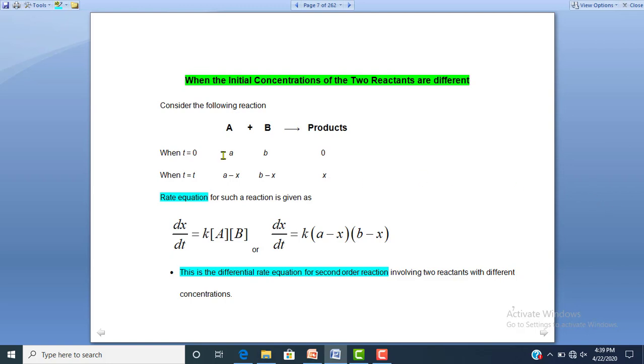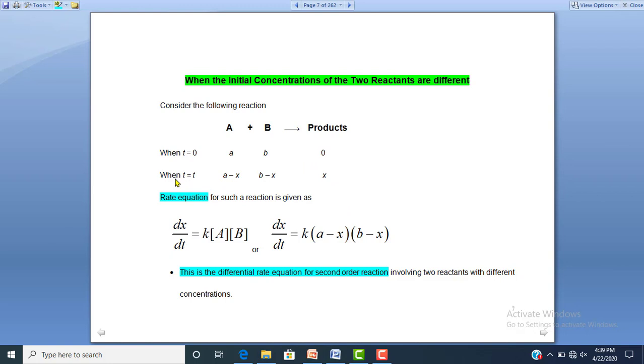When we react molecule A with molecule B, then some products are produced. When the time was 0, then the concentration of molecule A was a mole and the concentration of molecule B is b mole. At this time, when t is equal to 0, at the start of the reaction, the concentration of product is 0.